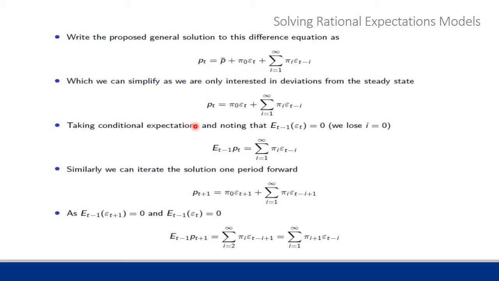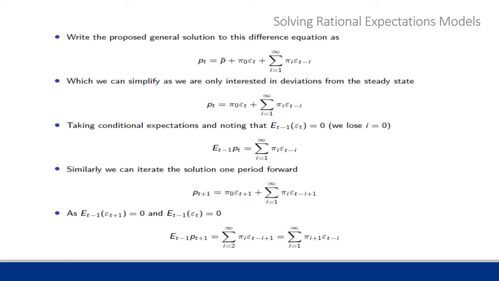And we can rewrite this, as we're only interested in deviations from the steady state, without p bar. So we've written the same equation without p bar. We then take the expectation of this equation to get a solution for E p_t, and then we take the expectation of this equation, p_t, in a forward period to also get E p_t plus 1. And we'll do that now.